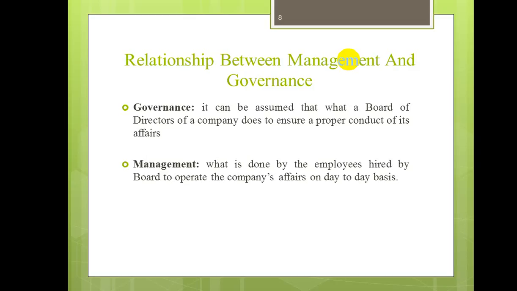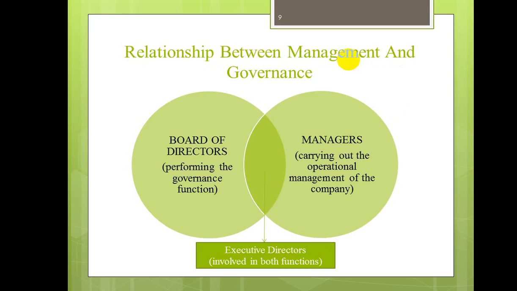Now we are moving on to the relationship between management and governors. As we said, the board of directors performs the governance functions. The governance functions are making policies, rules and regulations. Managers carry out the operational management of the company on a daily basis, implementing all those rules and regulations.